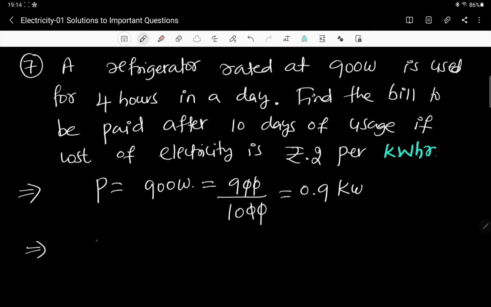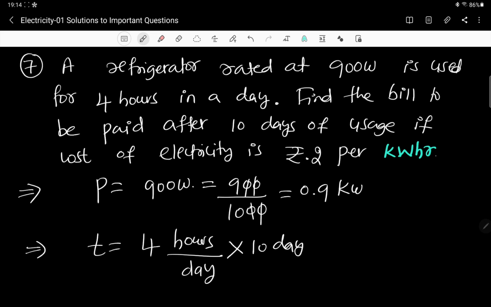Now for how much time it is used, that's also very important. So that is like 4 hours per day, in a day, into how many days? Into 10 days. Correct? Now you can write 10 days also, no issues. So the day gets cancelled. 4 into 10 is like 40 hours, no? So total it is used for 40 hours. In 1 day 4 hours, in 10 days 40 hours.